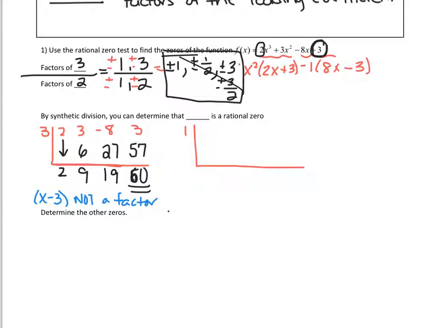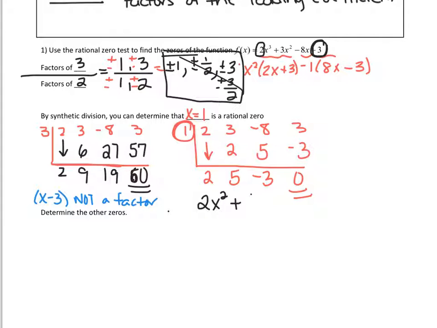If I try 1, I get 2, 3, negative 8, 3. Bring down the 2, multiply, add, perfect. I got a remainder of 0. So that means that x equals 1 is a rational zero. With that being said, I can factor this now, where these are the coefficients of the quotient. So this will become 2x squared plus 5x minus 3.